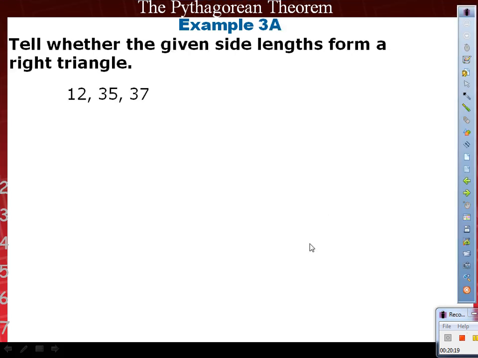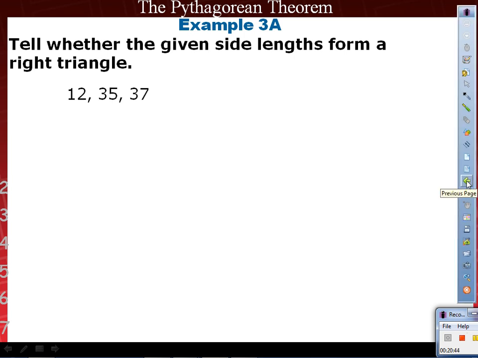And let's go to the last problem. Example 3A. Copy that, please. Tell whether the given side lengths form a right triangle. 12, 35, and 37. Copy that, please. All right, here it goes.